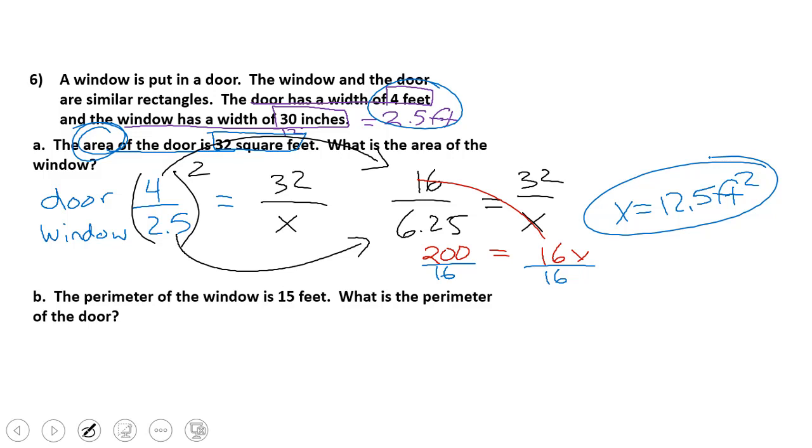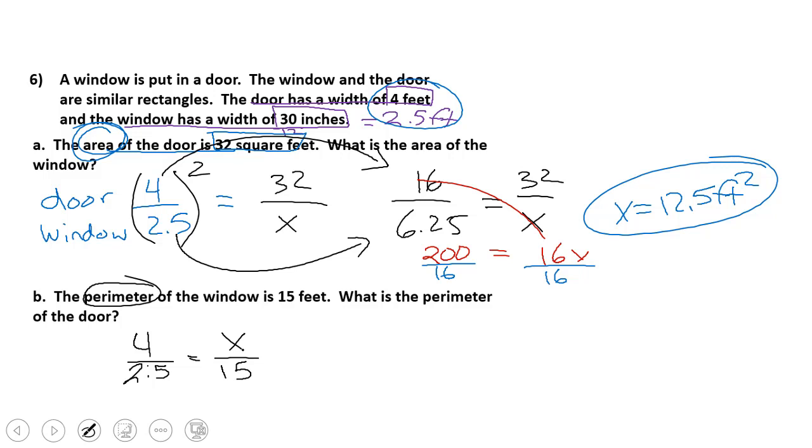The last example we're going to do, the perimeter of the window is 15 feet. What is the perimeter of the door? Okay, well, we have our previous ratio, the corresponding side lengths that we already had. The door, which was 4, to the window was 2.5. And now it says that the perimeter of the window, we hear perimeter. Hey, that's cool. We don't have to do anything to that corresponding side length ratio. We're just going to leave it 4 over 2.5. And then the window is 15. So the window goes on the bottom. We don't know the door.